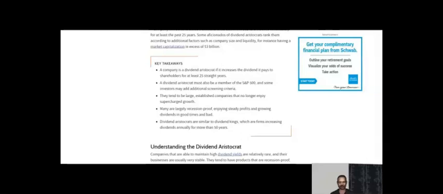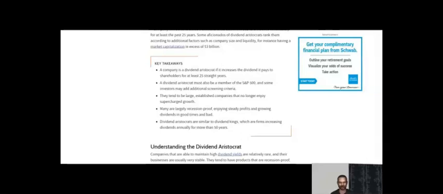They tend to be large, established companies. Many are largely recession proof. That's a bonus and a plus there, because that's something that we face every few years, and we need to make sure that the recession proof is there. Dividend aristocrats are similar to dividend kings, which are firms increasing dividends annually for more than 50 years.